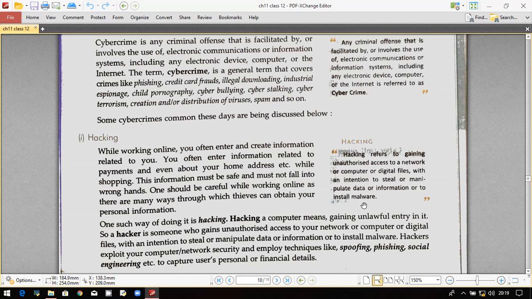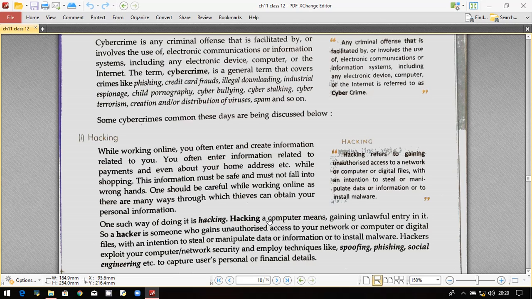So what can be the intention behind it? The intention could be stealing information and selling it to someone else, or getting private information about someone for their own personal profit. They can do it by installing certain malware or software inside your system, and they can have a look at the activities which you are performing regularly on your systems. So all these things come under hacking.